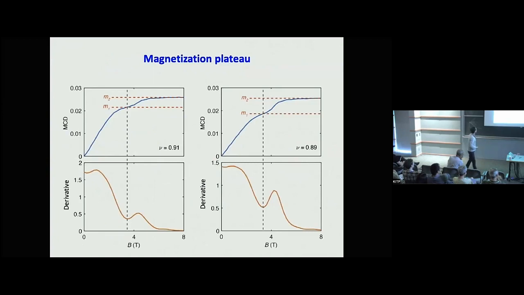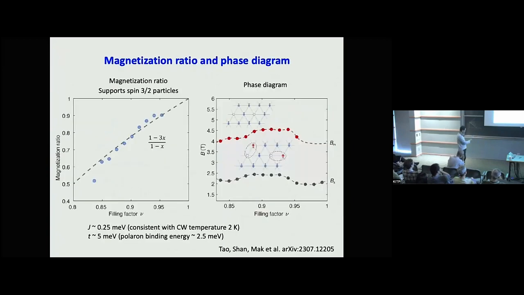Right? And we can analyze the plateau a little bit more carefully. For instance, we can take a derivative, which is like a differential susceptibility of the system. You can get a differential susceptibility dip corresponding to the plateau. Then we can take that value as the value for the magnetization, and also take this value as the saturated magnetization. Then we can take the ratio and plot the doping dependence of the magnetization ratio. This is the ratio as a function of filling factor. And the dashed line is the theoretical expectation of a 3/2 particle to a 1/2 particle ratio. And you can see that it follows reasonably well with the theory.